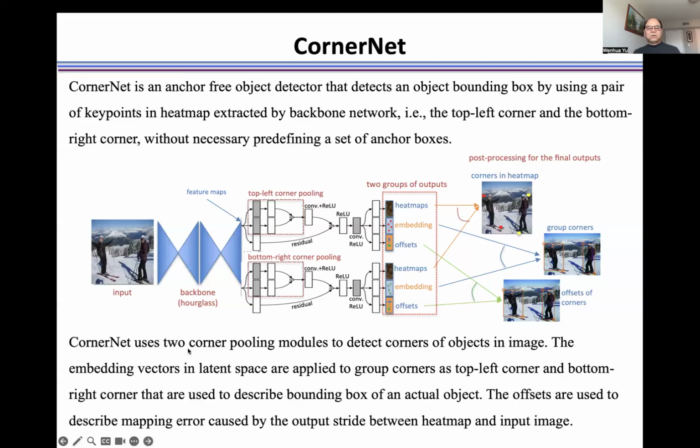CornerNet uses two corner pooling modules to detect the corners of objects in an image. The embedding vectors in latent space are applied to group corners as top left corner and bottom right corner that are used to describe a bounding box of an actual object. The offset is used to describe a mapping error caused by the output stride between the heat map and the input image.